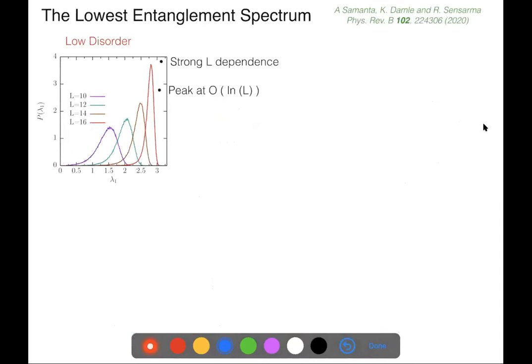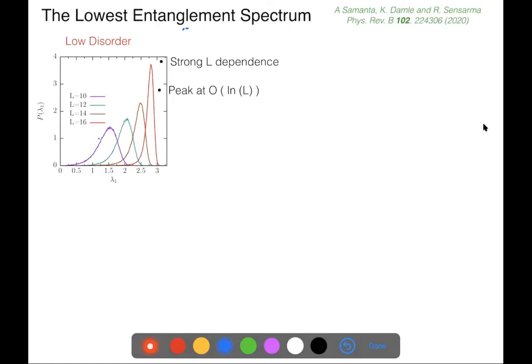So let's see what we did within this. We found another way to characterize the eigenstates of ergodic versus MBL phases. Again, we are using the same Hamiltonians. What we did is we looked at the lowest entanglement spectrum, which means I take a density matrix, I look at its highest eigenvalue, and then I take the minus log of that. That is the lowest entanglement spectrum, and I look for its distribution.